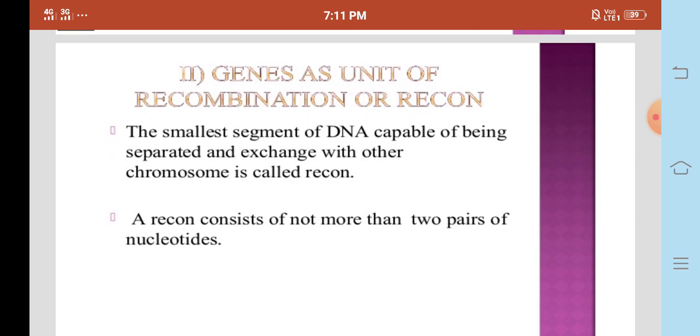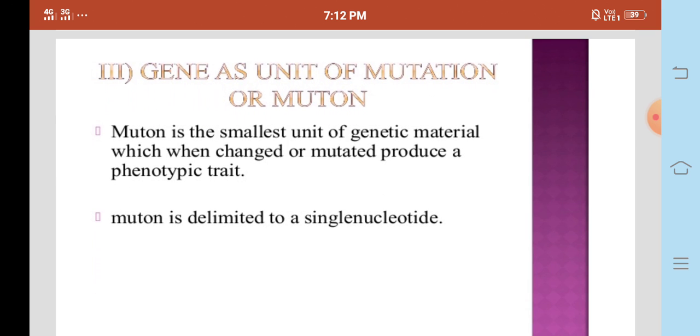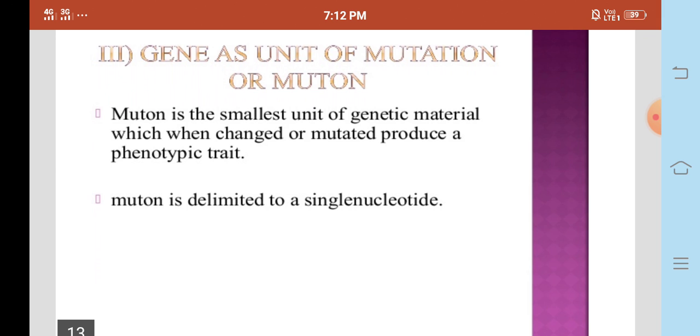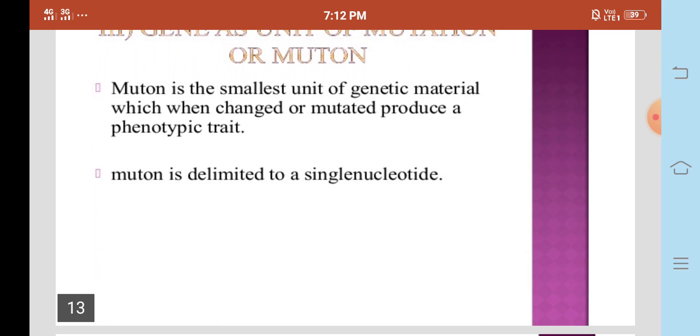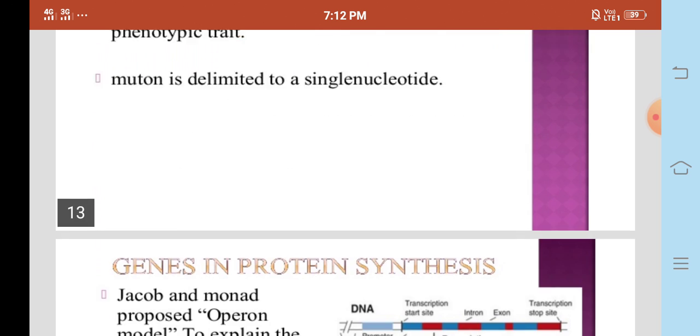Next we are discussing the gene as a unit of recombination, or recon. The smallest segment of DNA capable of being separated and exchanged with another chromosome is called a recon. A recon consists of not more than two pairs of nucleotides. Gene as a unit of mutation, or muton: the muton is the smallest unit of genetic material which, when changed or mutated, produces a phenotypic trait. A muton is delimited to a single nucleotide.